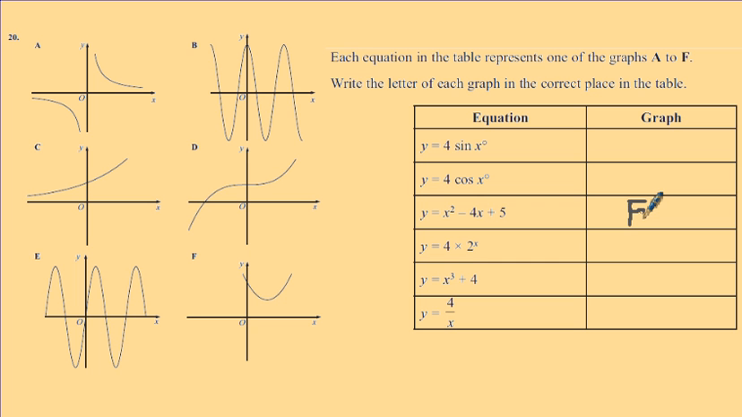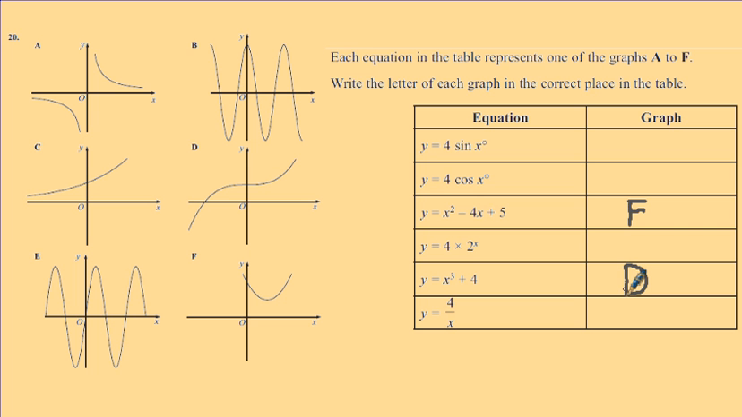The next one that I'm going to look at is this sort of elongated S shape. Okay, now this elongated S shape is a cubic graph, and again I can see that it's got a positive crossing point on the y-axis, and here I have my cubic graph, x cubed, elongated S's, and this is my graph D.